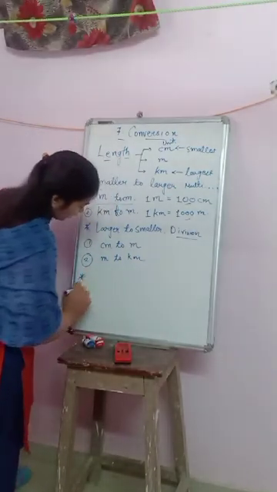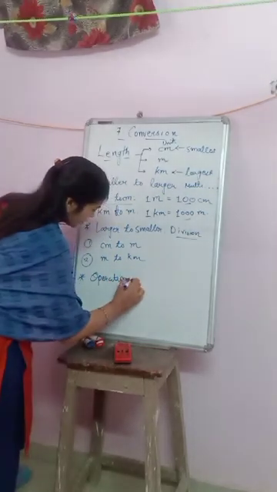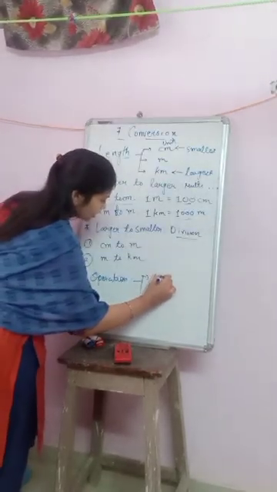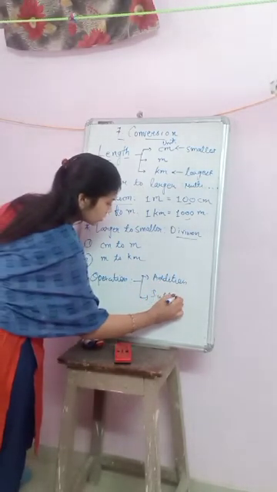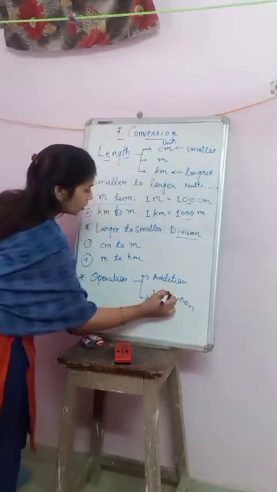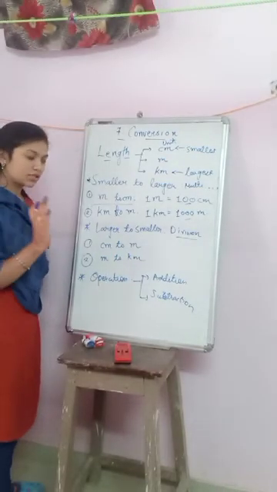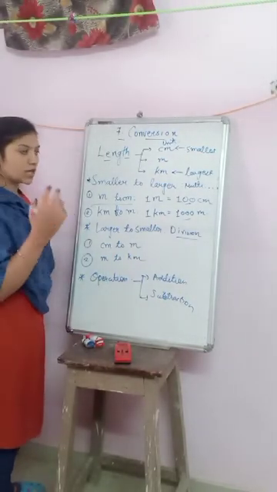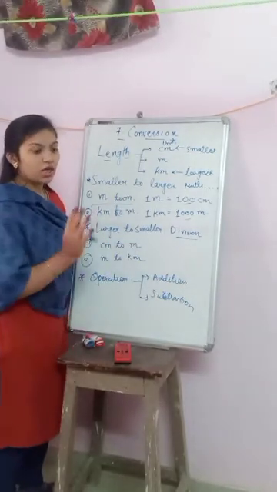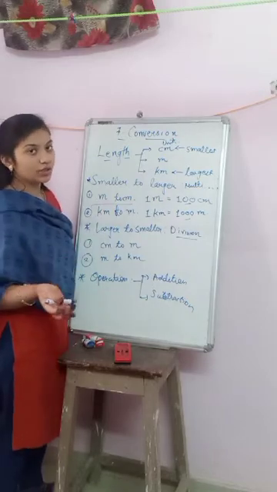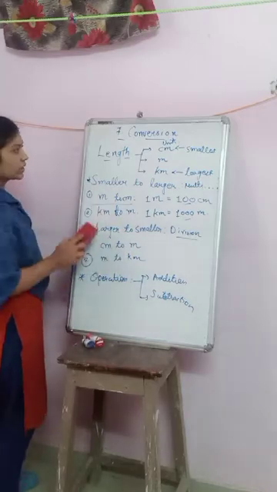Then we are doing the operations with the length units. First is the addition, second is the subtraction. In addition and subtraction, we only use numbers of the same unit. If both numbers are in kilometer, for example, then we add them together. If both are different, then we have to convert them and then do the addition or the subtraction. So I will show the examples of all.